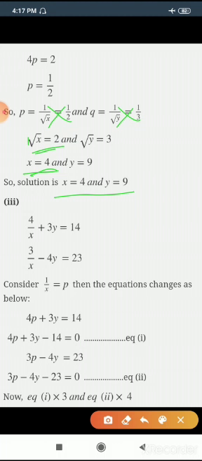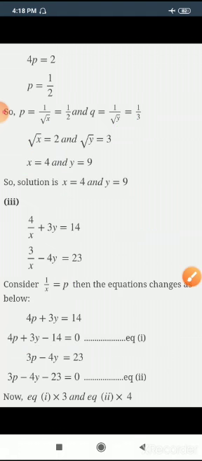Next example, 4 by x plus 3y is equal to 14, 3 by x minus 4y is equal to 23. So here only one fraction, which is 1 by x, is there. So let us consider it as p. Then the equations will be changed as 4p plus 3y is equal to 14 and 3p minus 4y is equal to 23. So writing in the general form, 4p plus 3y minus 14 is equal to 0. This is the first equation. And 3p minus 4y minus 23 is equal to 0, which is the second equation.